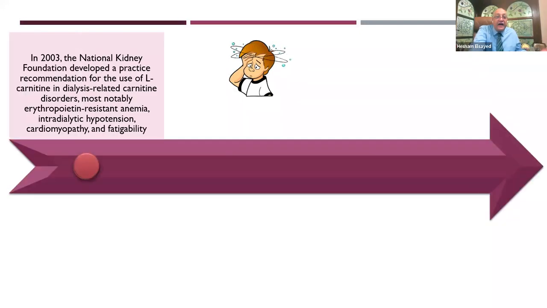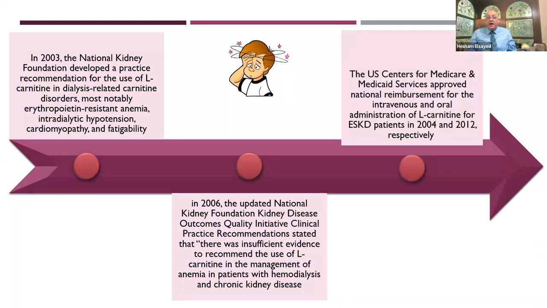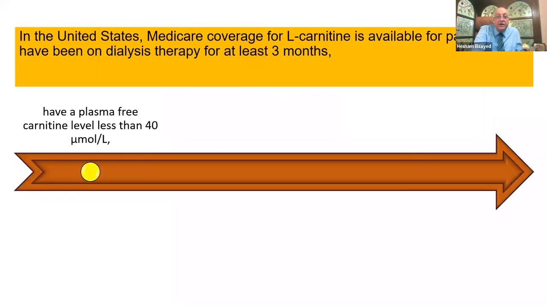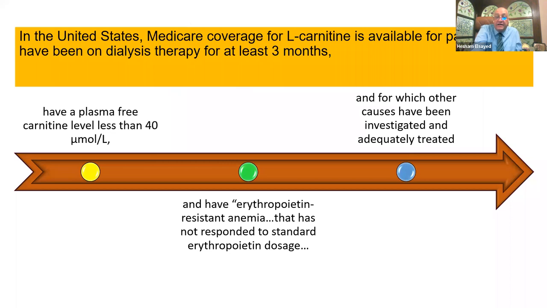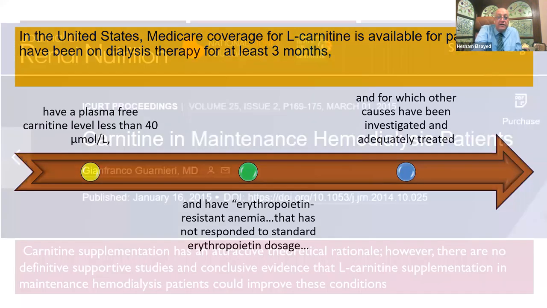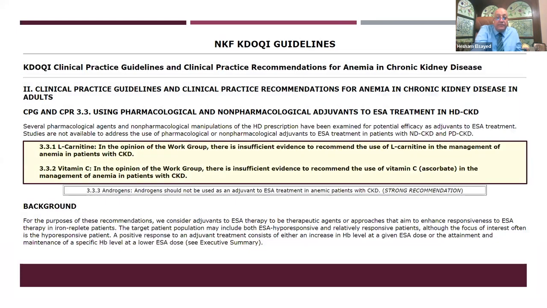Even they give that in 2003, National Kidney Foundation, most notably ESA-resistant anemia. And then in 2006, the updated National Kidney Foundation use of L-carnitine in the management of anemia is of no value. And later on, the U.S. Center applied L-carnitine for patients on dialysis. And they both gave the rationale that the patient's plasma carnitine is low and they have an ESA-resistant anemia, and they give that by intravenous flow. So L-carnitine in hemodialysis, even in the guideline, is not prescribed.